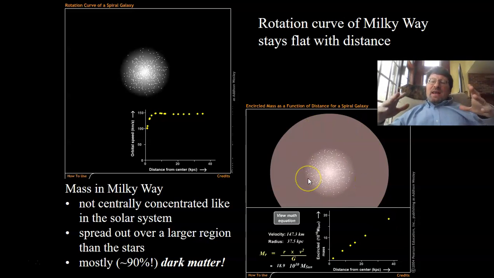And so that is the evidence of this dark matter. The dark matter permeates the galaxy where you see the light, and also the halo where there's not as much light.